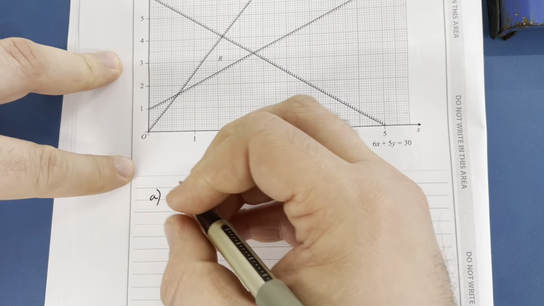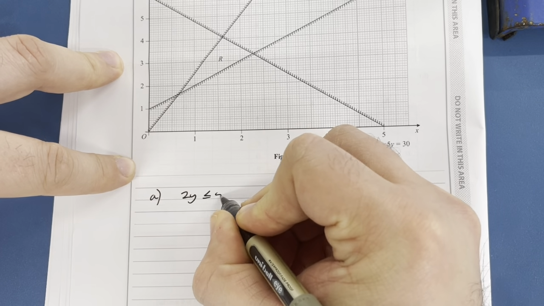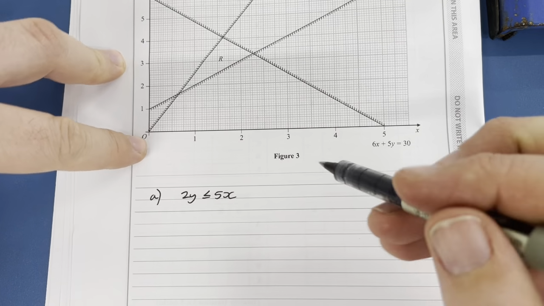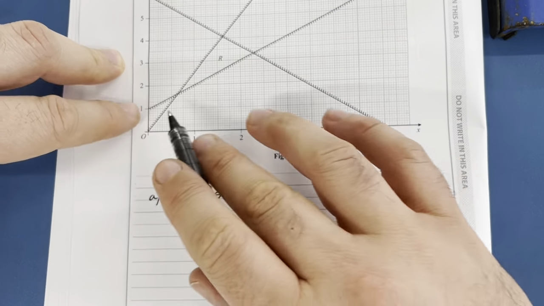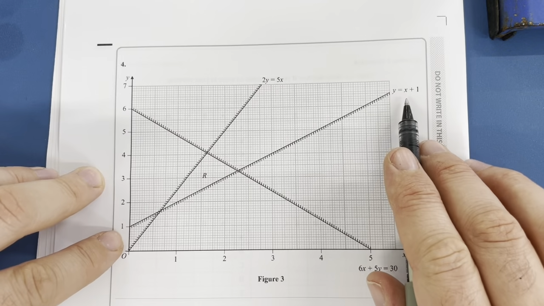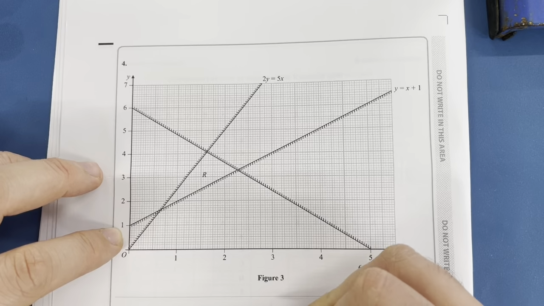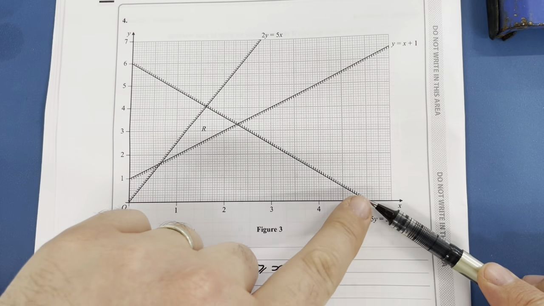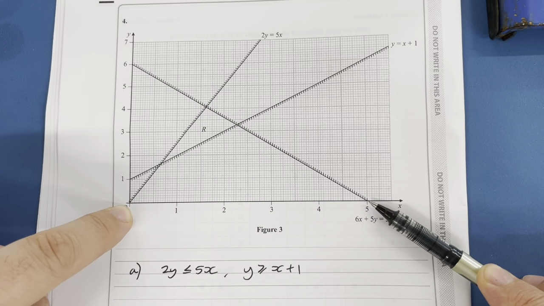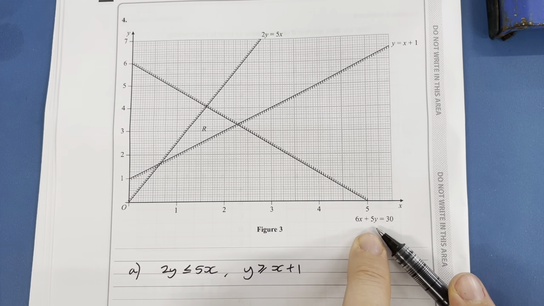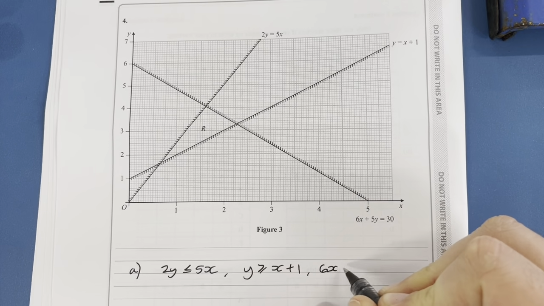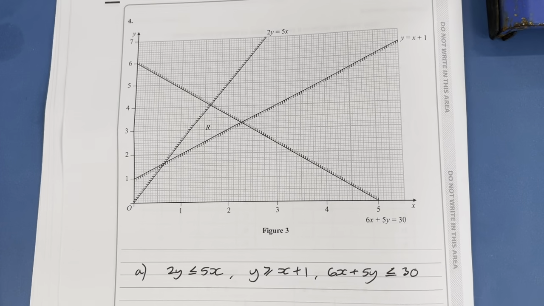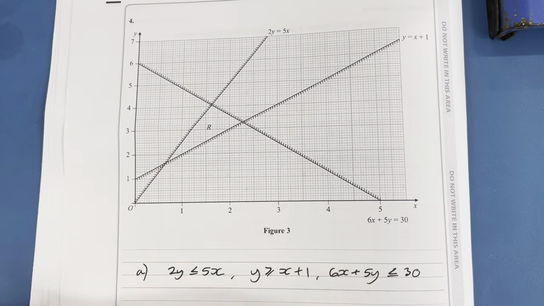So part A, 2y is going to be less than or equal to 5x, because I want the y value to be smaller than the 5x value. This one here, I don't want the origin, so therefore (0, 0) does not satisfy it. So y is going to be greater than or equal to x plus 1. And this one here, I do want the origin to satisfy it, because the origin does satisfy that constraint, therefore I want 6x plus 5y to be less than or equal to 30. Okay. So those are the three constraints.